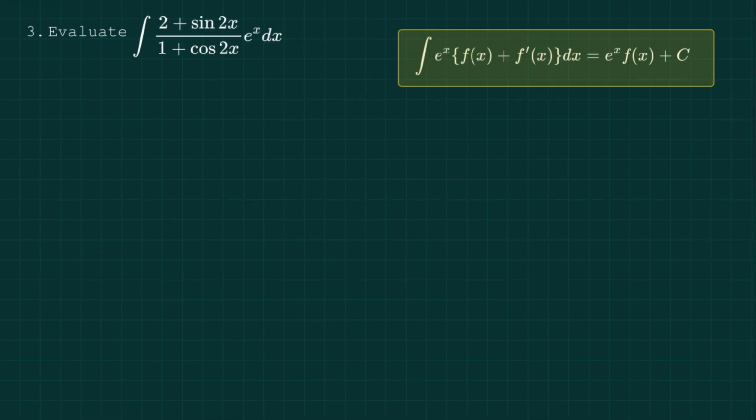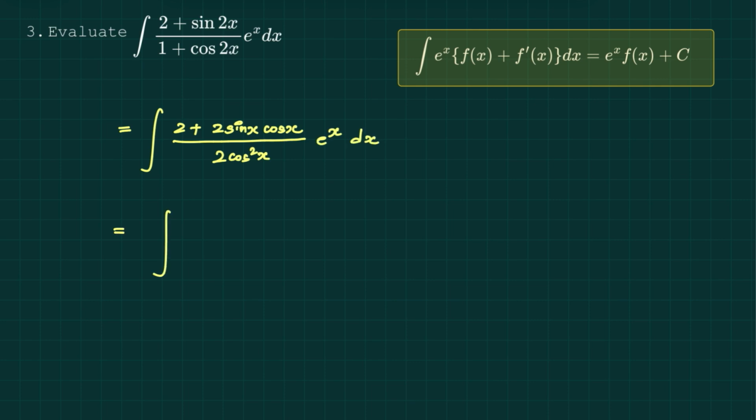Question 3. Evaluate integration of 2 plus sine 2x over 1 plus cos 2x, e to the power x dx. Before integrating, let us modify the given function. Then this equals integration of 2 plus sine 2x, where sine 2x is 2 sine x cos x, divided by 1 plus cos 2x, which can be written as 2 cos square of x, e to the power x dx. If I take out 2 common, then I'll have 1 plus sine x cos x divided by cos square x. The 2 from the numerator and denominator got cancelled, e to the power x dx.